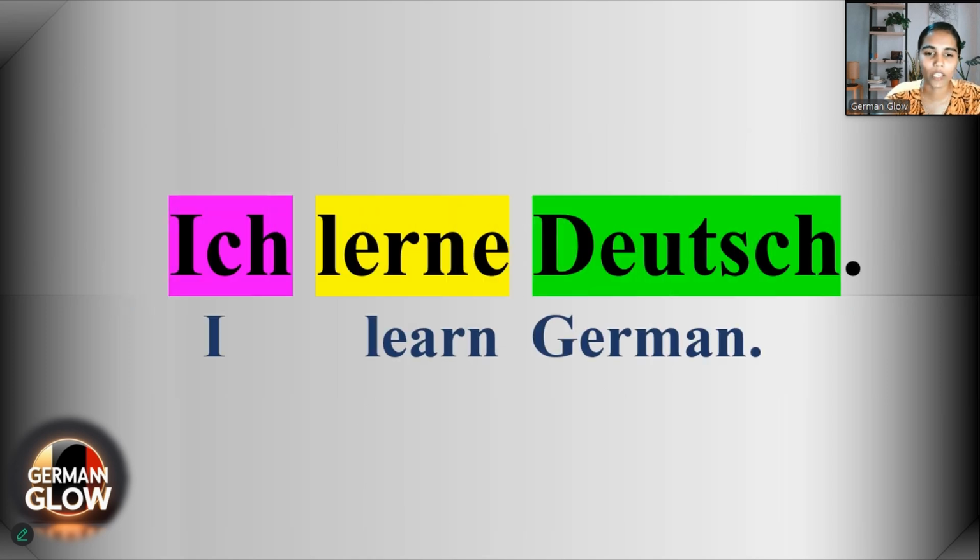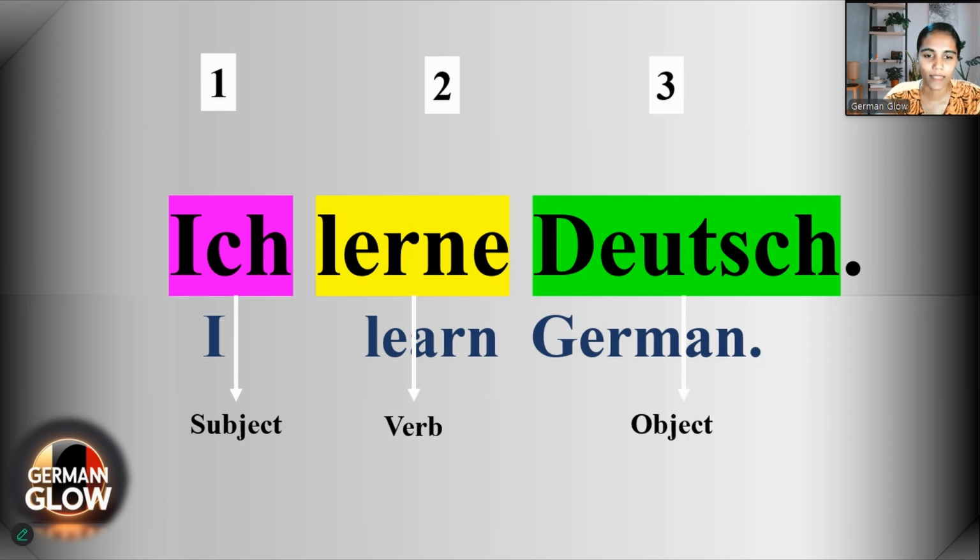Ich lerne Deutsch. I learn German. Let's break this down. Ich, the subject, who is doing the action, meaning I. Lerne, the verb, what is the action, meaning learn. Deutsch, the object, what is being learned, German.